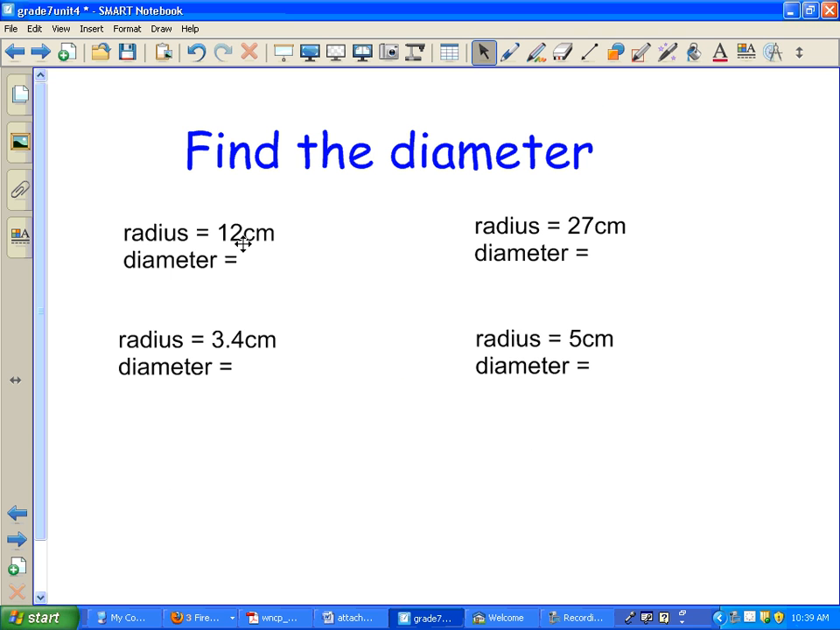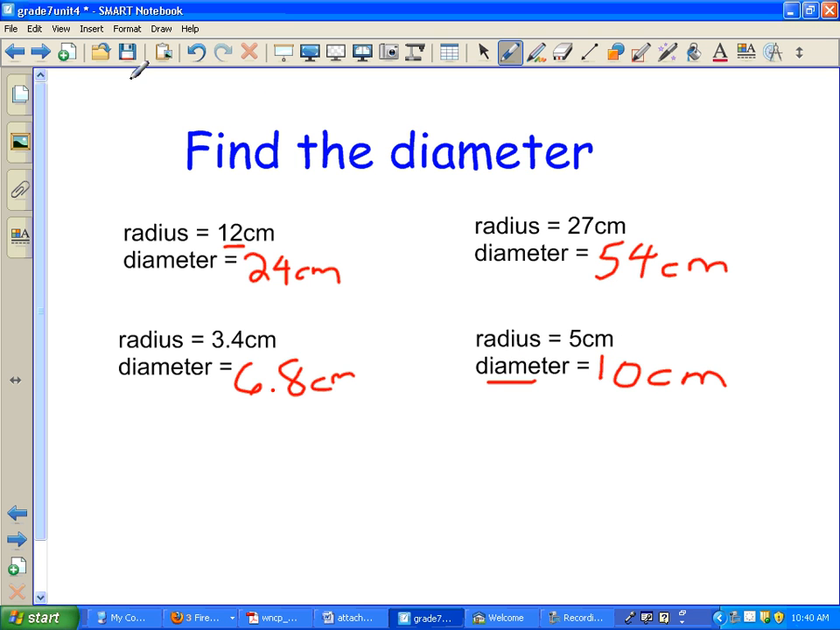So if we're given the radius, because we said the diameter is twice the radius, let's work it out. If the radius is 12, the diameter is twice that, so it should be 24 centimeters. If the radius is 3.4, double that will be 6.8. If the radius is 27, the diameter will be twice that, or 54 centimeters. And if the radius is 5, remember the diameter is twice that, so the diameter will be 10 centimeters.